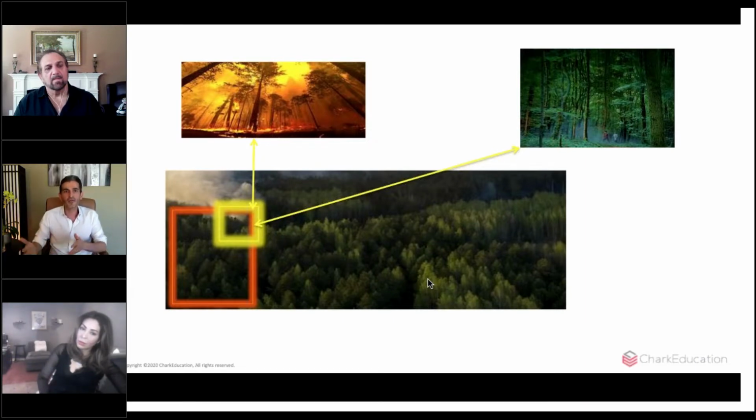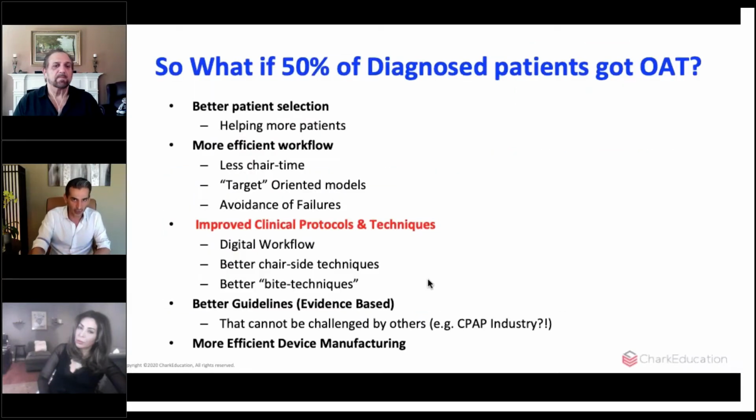It doesn't mean that they have to do everything. They have to start recognizing it. And for them to do that, they have to have confidence. It has to be simple. It cannot be complicated. And that's what technology allows us to do.